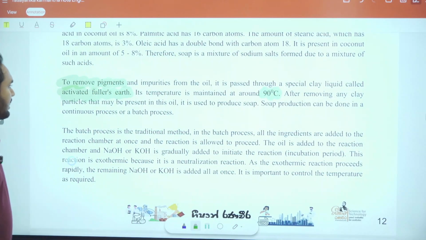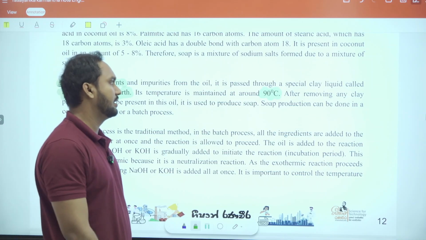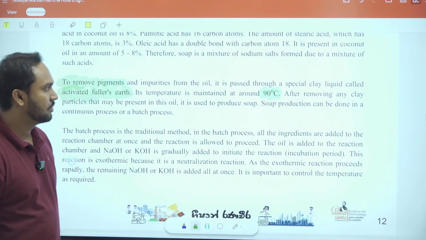After removing any clay particles that may be present in this oil, it is used to produce soap. If there are any clay particles, they filter them out. Only after that do they take it to make soap.